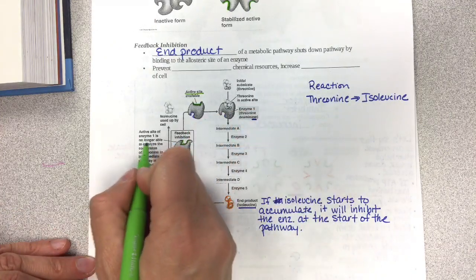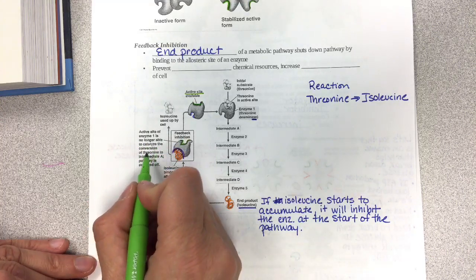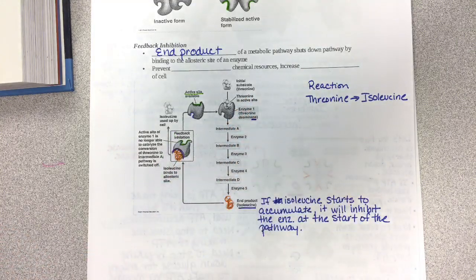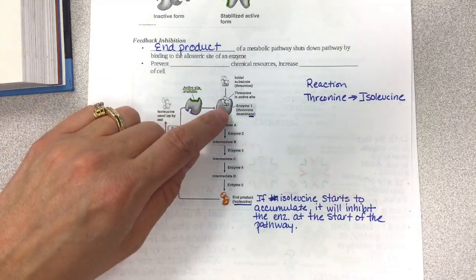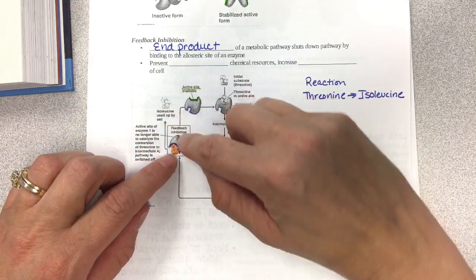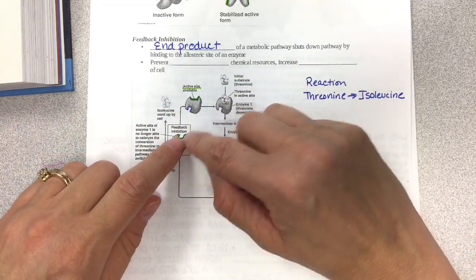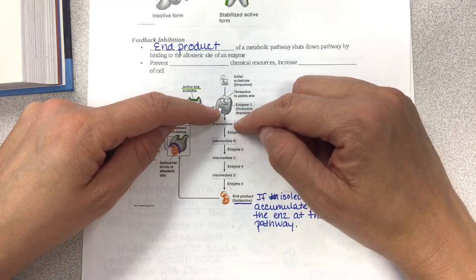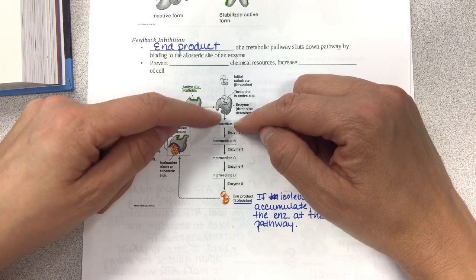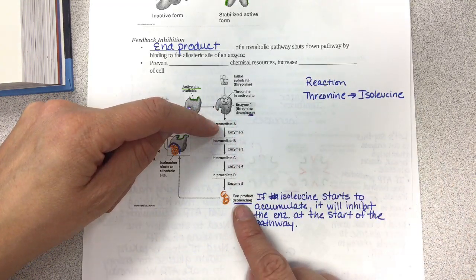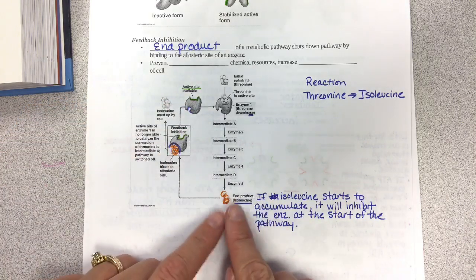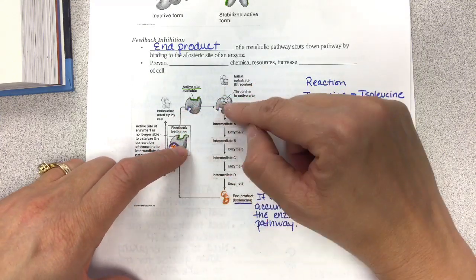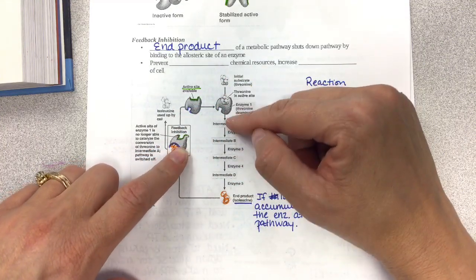All right, so the active site is no longer able to catalyze the conversion of threonine to intermediate A, because if isoleucine binds to that, it changes the shape, and therefore threonine is not going to be able to fit into the active site anymore, which means it's not going to be converted to intermediate A. And if it's not converted to intermediate A, can the rest of the reactions happen? Absolutely not. And so therefore, when this accumulates, it binds to that and shuts off the pathway by inhibiting the enzyme at the first reaction.